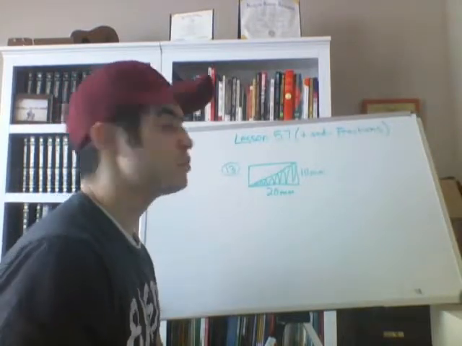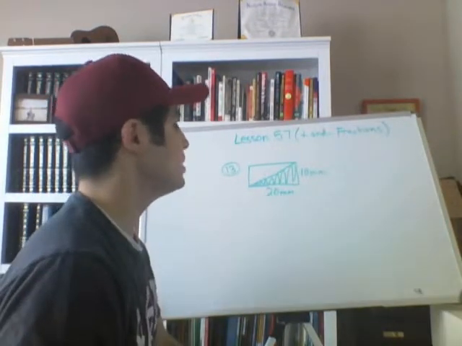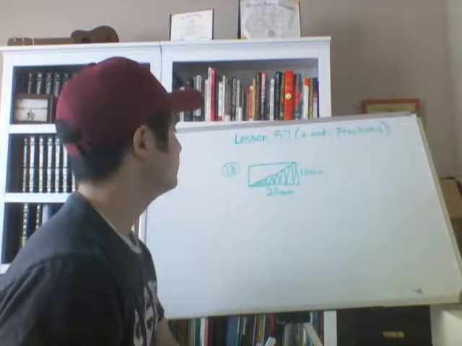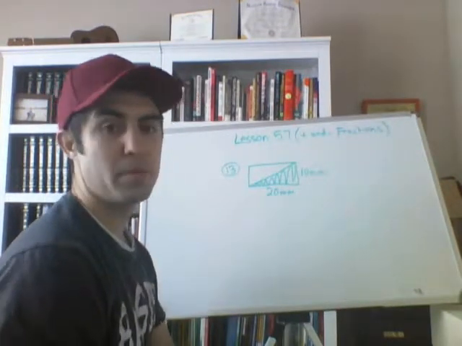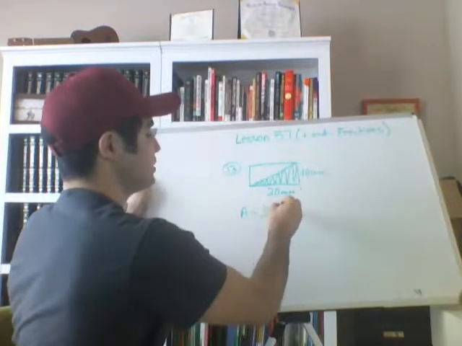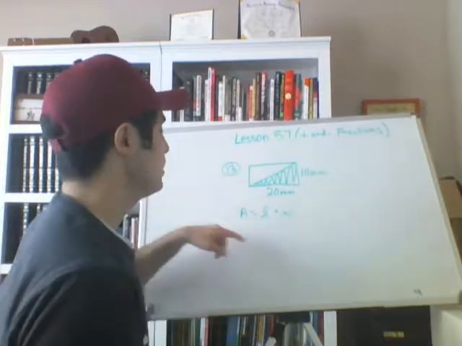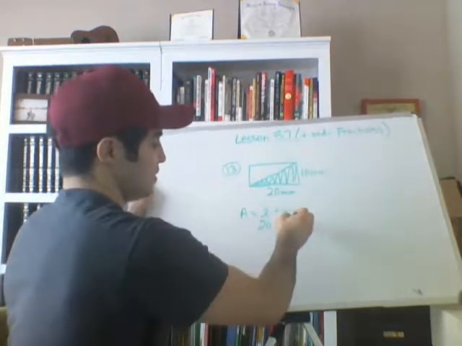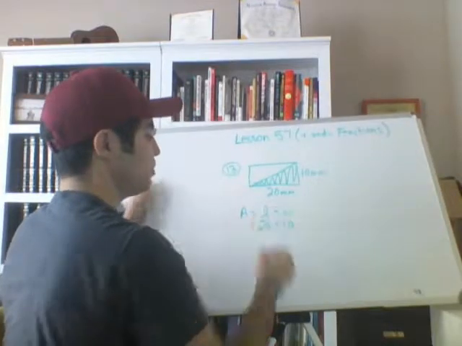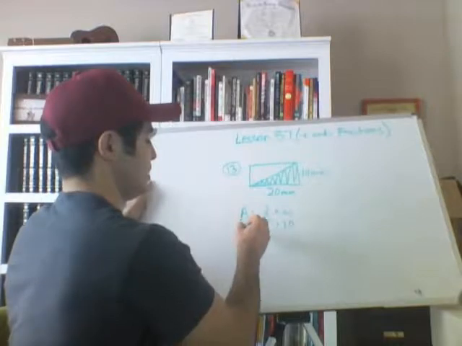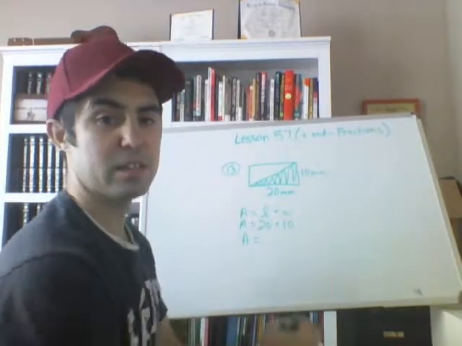Alright, for number 13, we're supposed to find the area of the shaded region. In order to do that, you find the area of the whole rectangle first. If you remember, the area of a rectangle is equal to whatever the length is times whatever the width is. So in this case, the length is 20 and the width is 10. If you multiply the length times the width, you get the area, which in this case is 200.